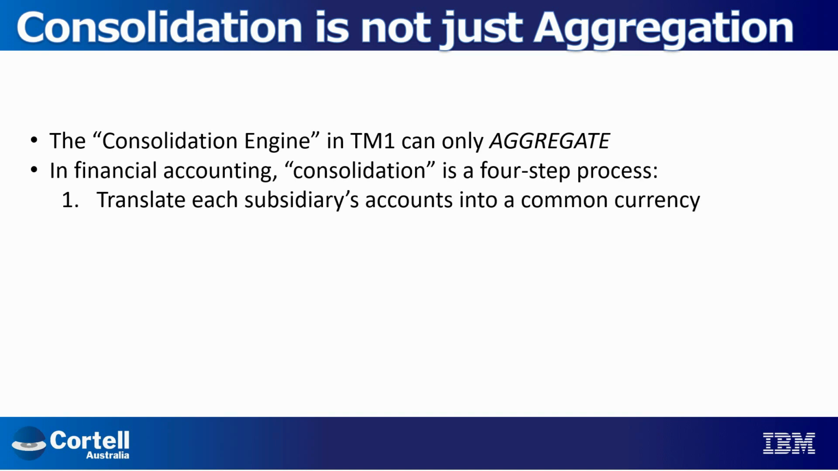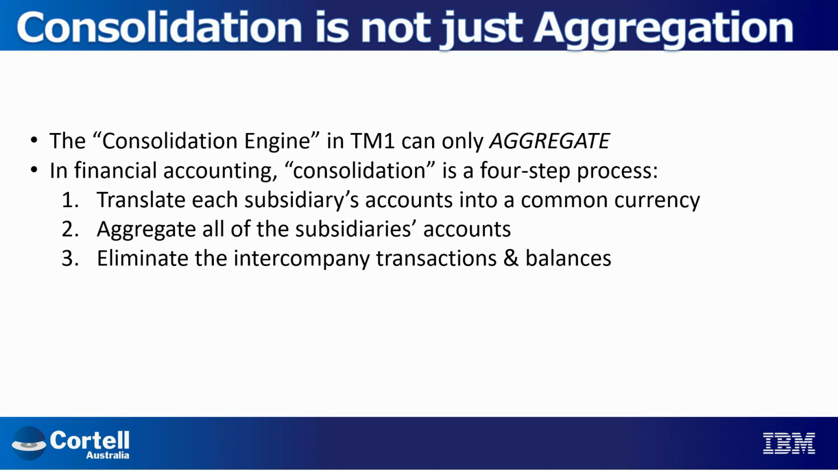We need to translate each subsidiary's accounts into a common currency. So we have multiple businesses across the world. We need to bring their accounts into our system and translate them into our reporting currency, which may be Australian dollars, it may be US dollars. We may be doing both, but in each currency we want to report in, we need to convert those subsidiaries' accounts into that currency before we do anything else. Then we can let TM1 do what it does best, which is to aggregate the accounts. We need to eliminate the intercompany transactions and balances and recognize any minority interests or outside equity interest.